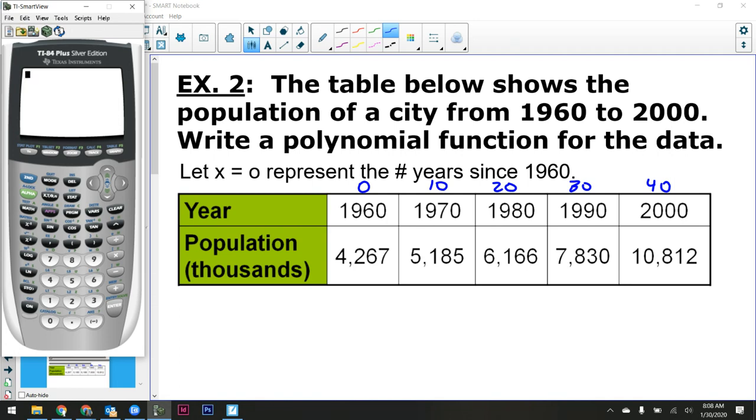Anybody remember where we go to put in this data? Stat and edit. Oh, looks like I've got some data already there. Remember, you're going to hit clear, not delete, up on the top of the list. Clear, not delete. And let's input our data. It's always a really good idea to just double check and see that everything is right. That would stink if you inputted something wrong. I don't want you to lose points just because you put something in wrong.